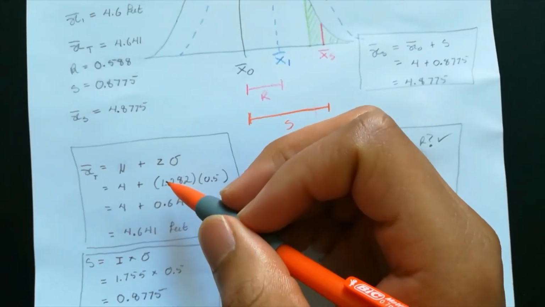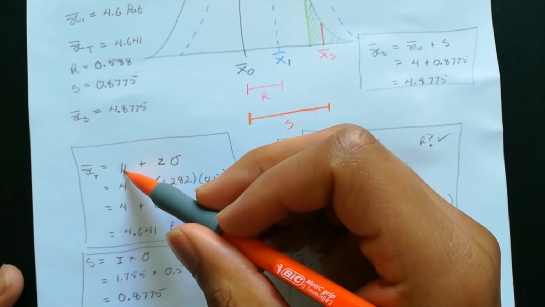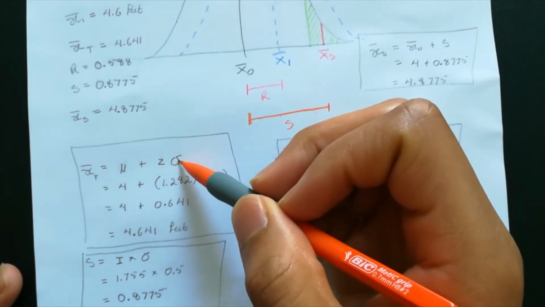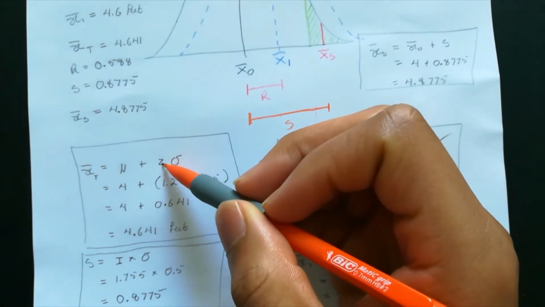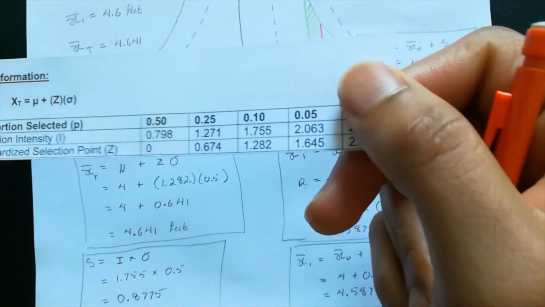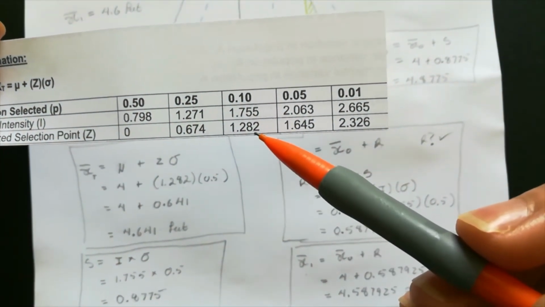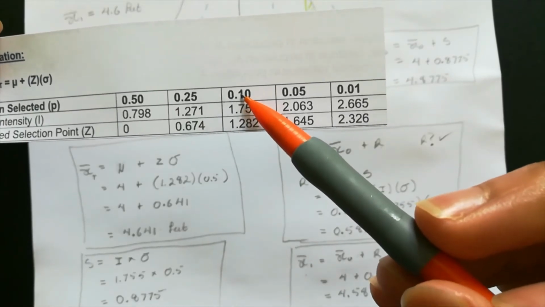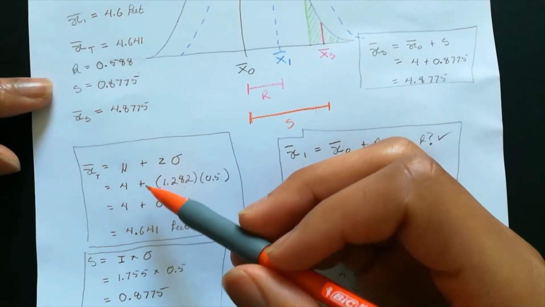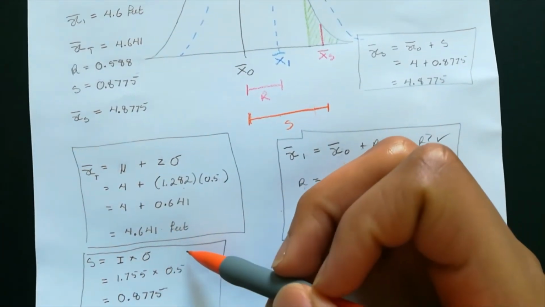The truncation point was obtained by adding mu, which is the average of the original population, to the standardized selection point multiplied by the standard deviation. The standardized selection point was obtained from a table that was already provided, and we are using 1.282 because we are selecting the top 10% of the population. After going through the equation, the value of the truncation is 4.641.